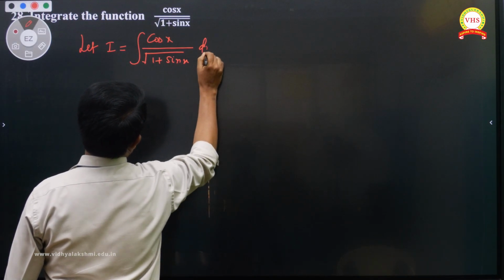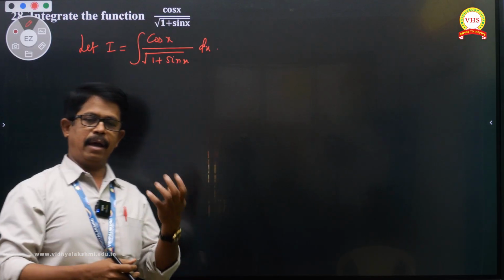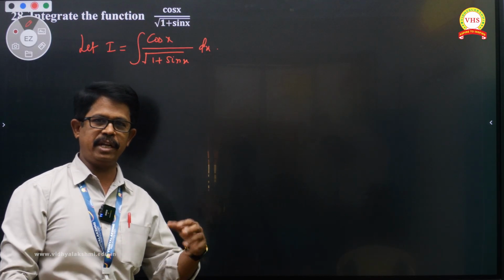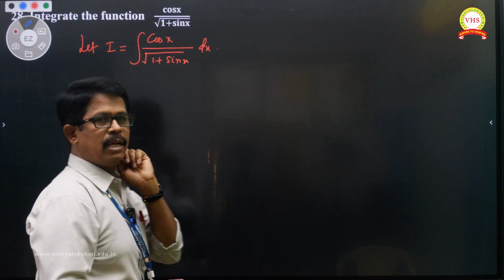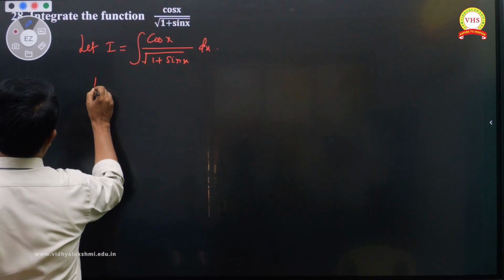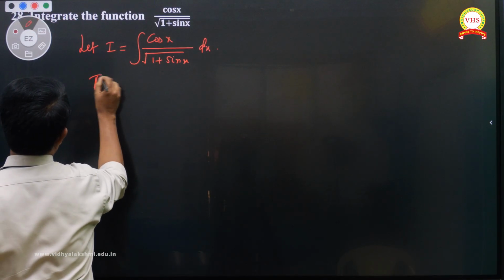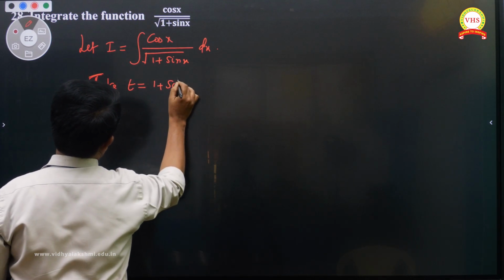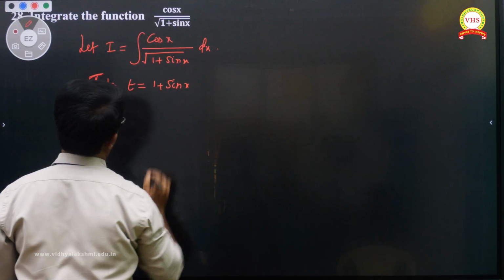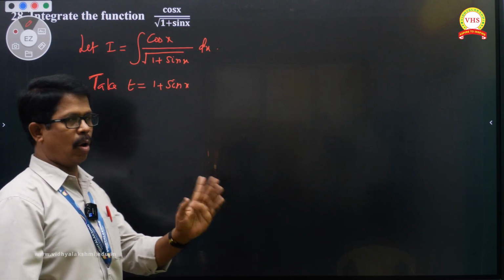What I told you, when you get any function within a bracket, power or inverse, such a function is going to change into the alternate variable. Likewise here, look at this denominator in the square root. Now take t equal to 1 plus sin x. Don't consider the complete square root of 1 plus sin x, it is going to give a wrong answer.